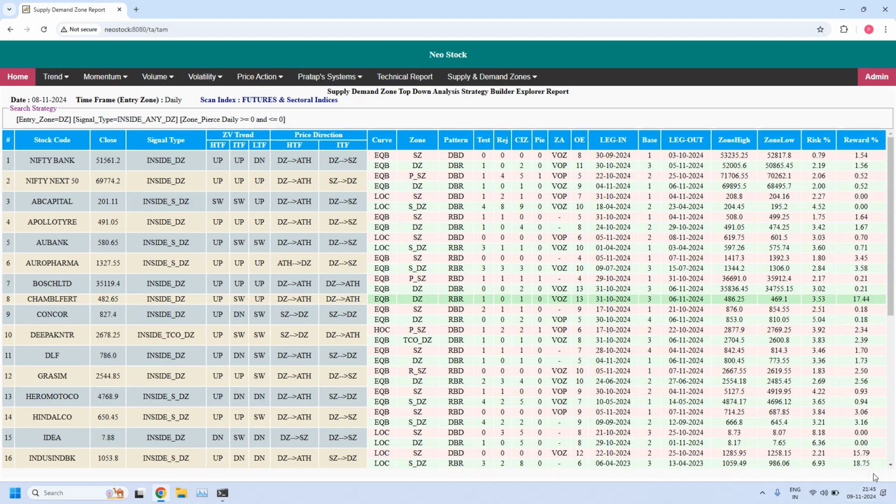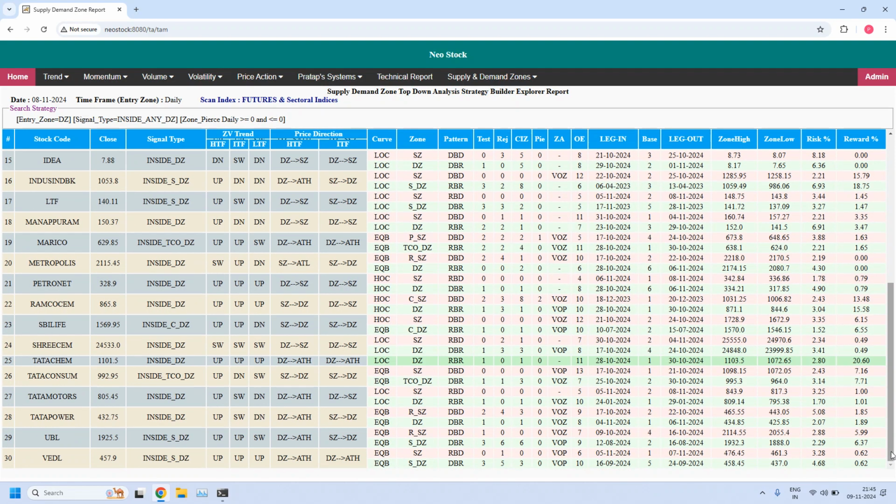So this is the filtered list. We have a good number of stocks. These are the first 16 stocks. I am scrolling the list down. So total 30 stocks are filtered. In these 30 stocks, currently prices are closed inside the daily demand zones. Some of these demand zones are high liquidity demand zones.